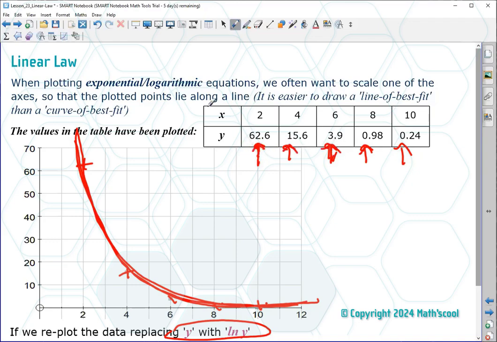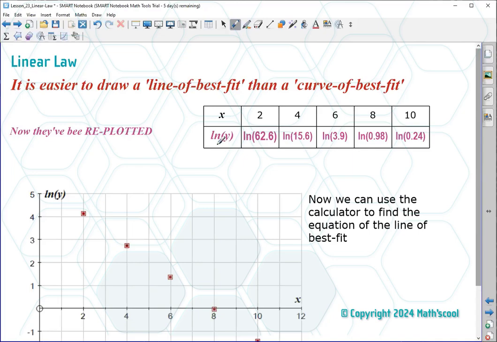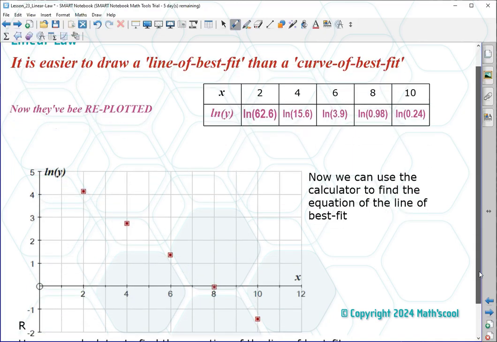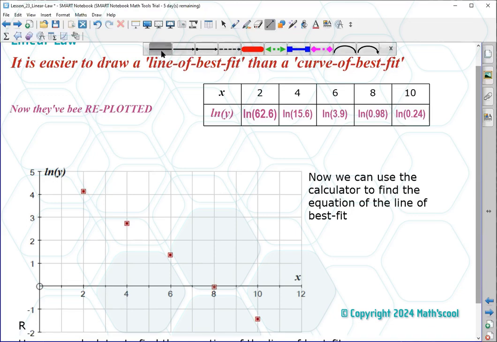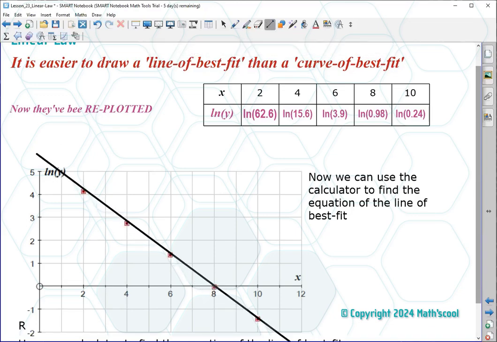And I might do that. If that doesn't work, I might try logging the x values. And if that doesn't work, I might try logging both of the values. And if that doesn't work, I'll probably give up. I'll probably be stuck. So, okay, I logged all the y values. And then when I plotted those points, wow, look at that. Now, the thing about straight lines is you can easily test if these do lie along a straight line.